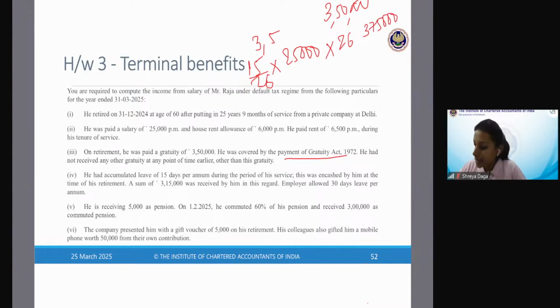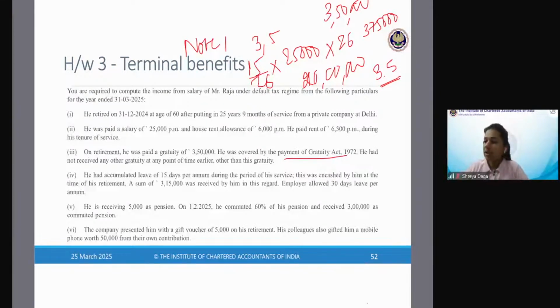Then we get the next limit, the third limit, which is the statutory limit of 20 lakhs. Okay, now if we are to calculate the least of the following, 3.5 lakhs, 3,75,000 and 20 lakhs, which is the least of them? The least amount is 3.5. So the full amount of gratuity received is actually exempt in this case. This was note 1, suppose. If you go back to your main solution from the note, then the full amount would be completely exempt.